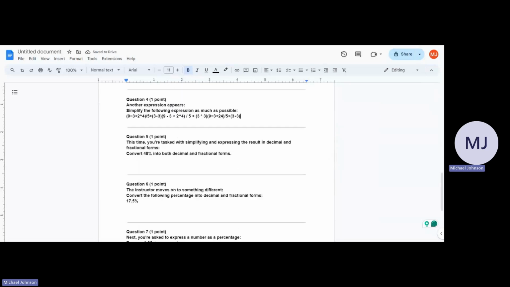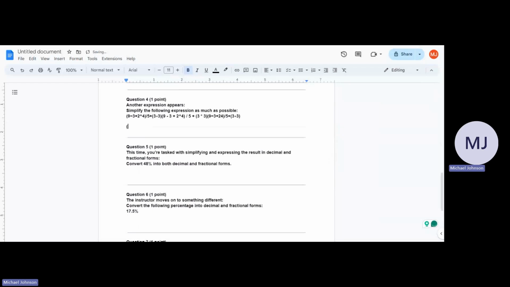And then this one here, you would start with what's in the brackets. So exponents in the brackets would come first. So 2 to the 4 would be 16, divided by 5 here, and then plus 3 times 3 is 9. 9 minus 3 is 6, and then 2 to the 4 again is 16. Then divide that all by 5, plus 9.